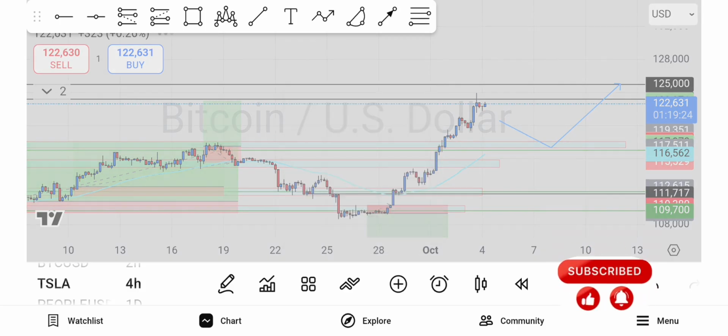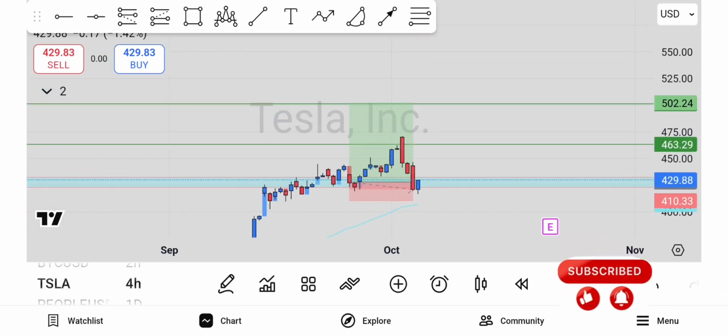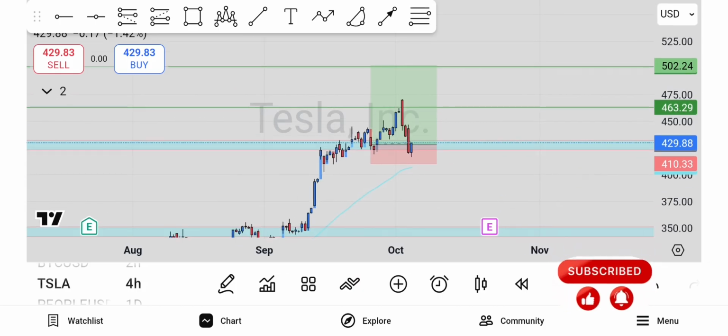Let's go to Tesla stock. Tesla stock, we are still expecting Tesla stock to move up to 500 soon. We're still expecting Tesla stock to move up.